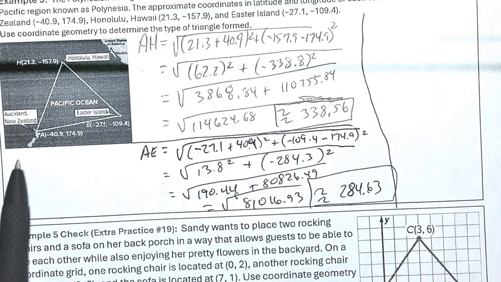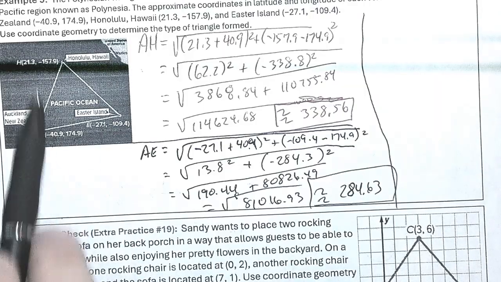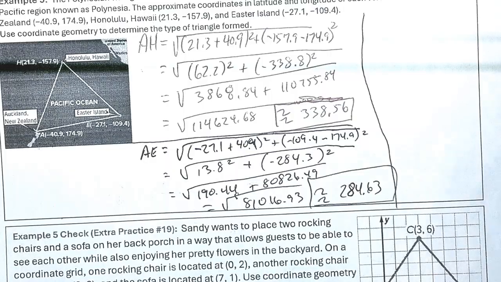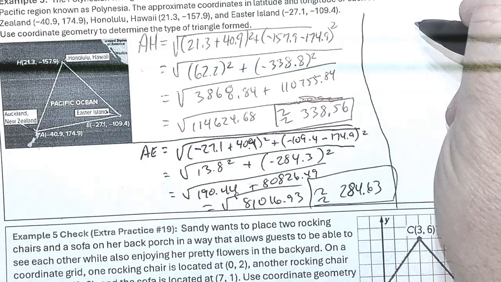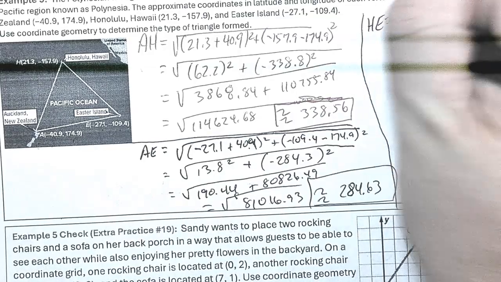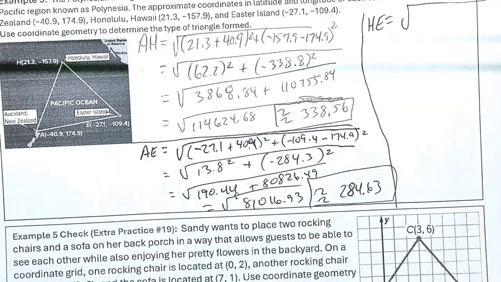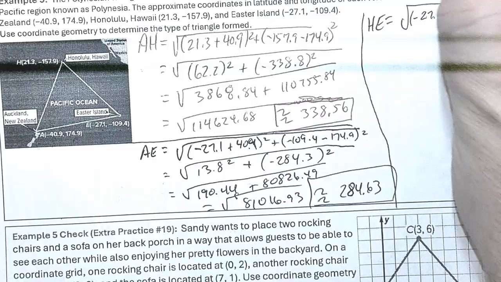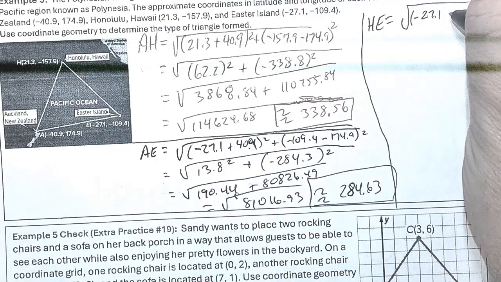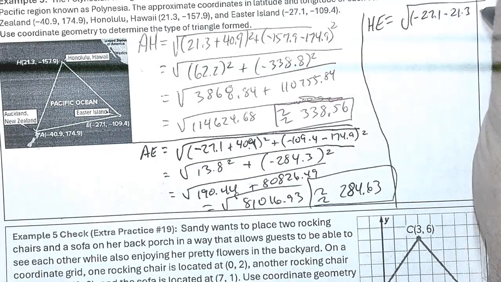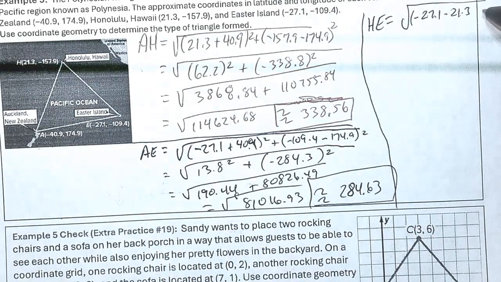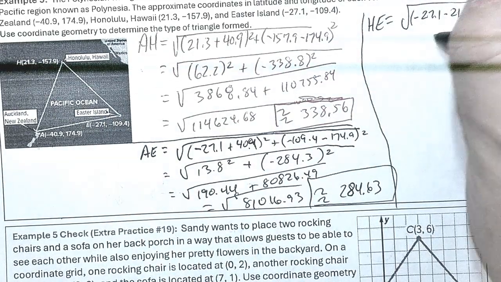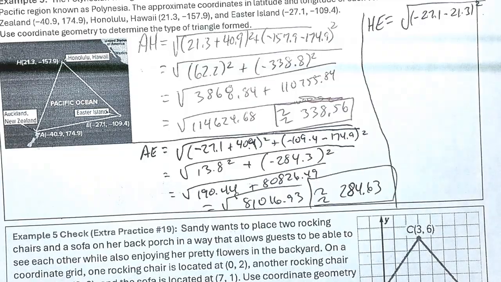That's AH and AE. So these two weren't. So let's see what kind of triangle we have. We'll just go up here. We'll say it's HE. And so this one is negative 27.1 minus 21.3, squared. I didn't leave enough space, so we're going to go plus.